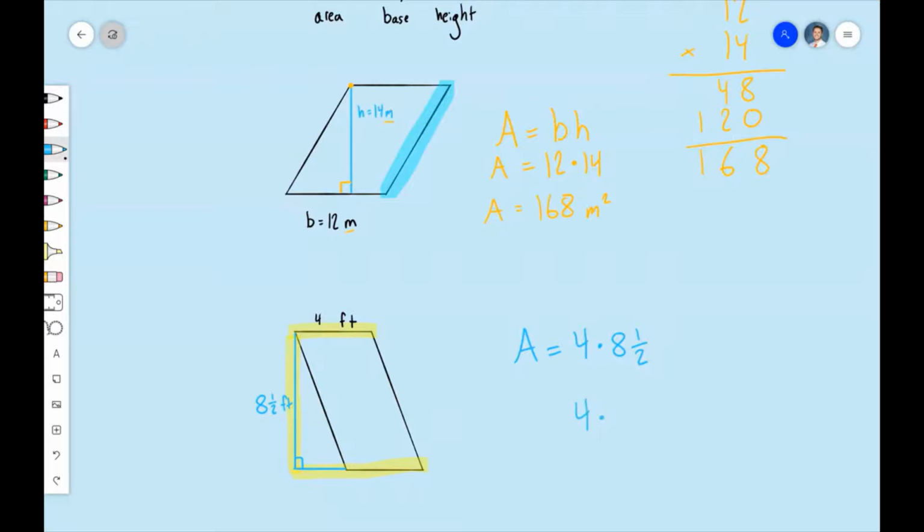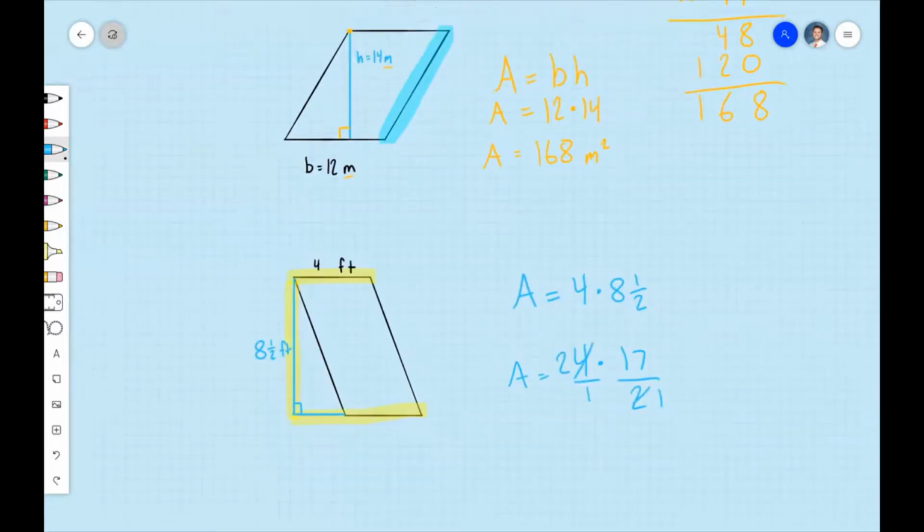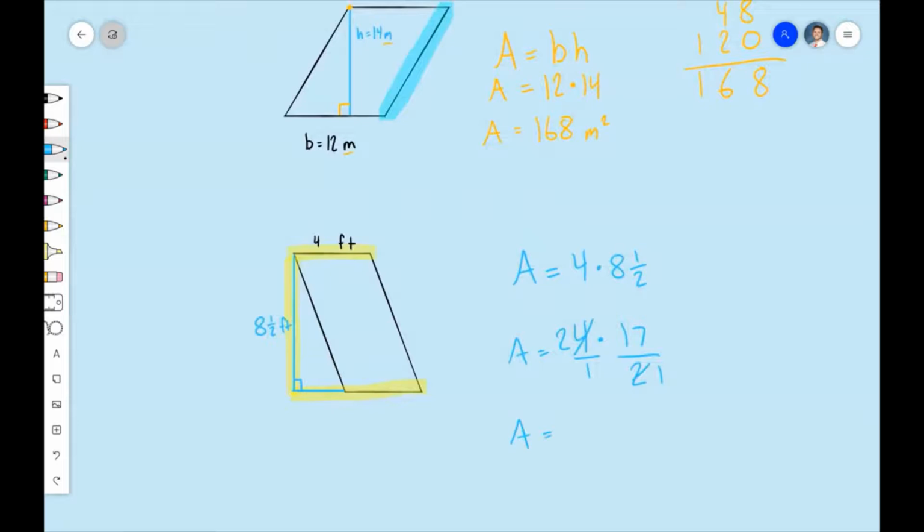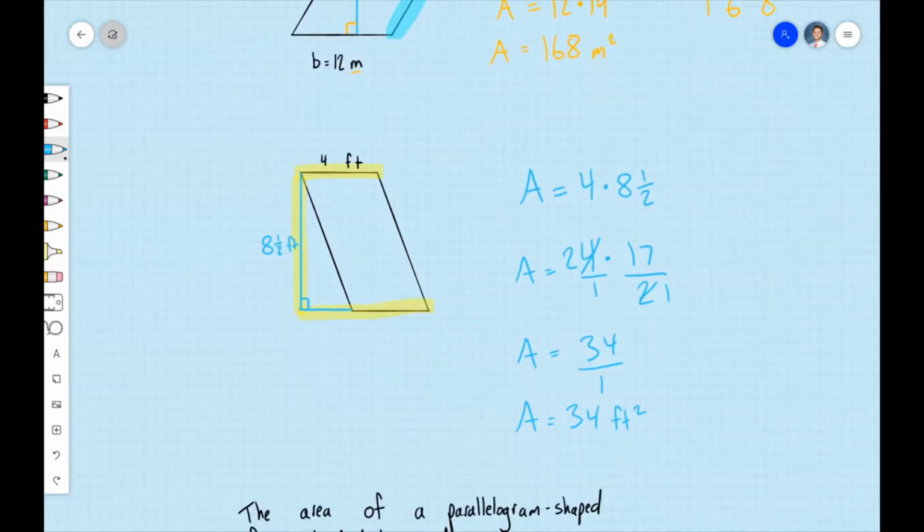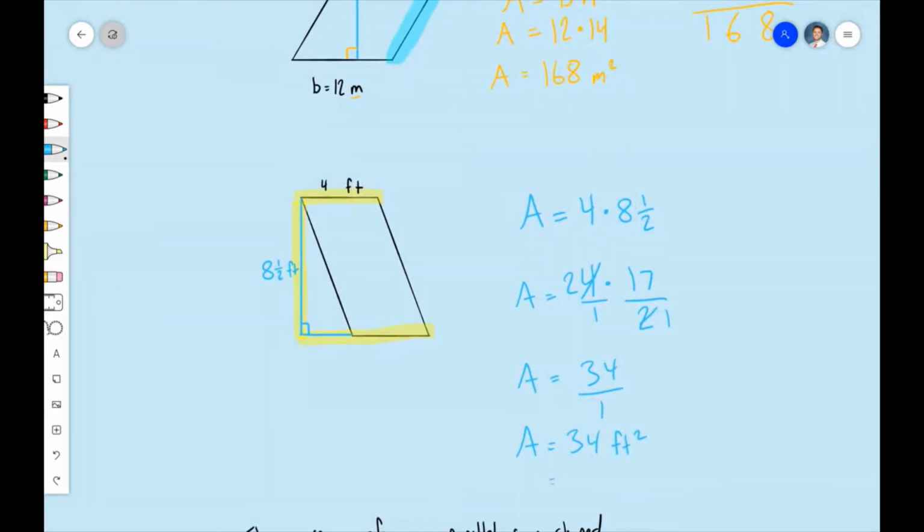If you want to multiply by 8.5 here, you can turn that into an improper fraction. 8 times 2 is 16, plus 1 is 17. So you'd have 4 times 17 over 2. We could simplify, and we would get the area is equal to 2 times 17 over 1 times 1. So our area equals 34. And again, our units will be square units, and this was in feet. So this would be 34 square feet. We could write feet squared like that, or we could write square feet.